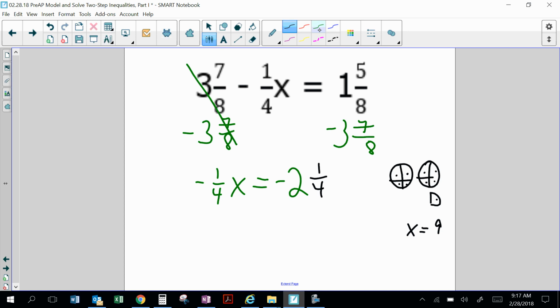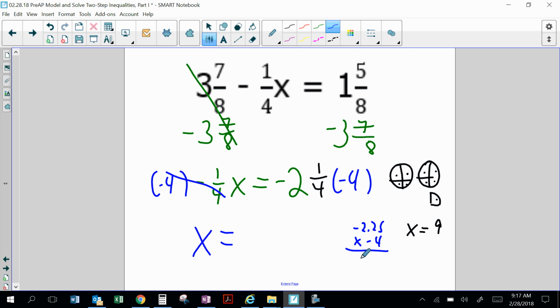Another way I can do it is I can multiply both sides by -4 because that's the inverse. This cancels out, so x equals. Some students turn this into a decimal. They use -2.25 times -4, and they get 9.00 or 9. While other kids turn this into fraction form. Do you remember this? 4 times 2 is 8, plus 1 is 9, so -9/4 times, how do you write this in fraction form? -4/1. So it's +36/4, and 36/4 is 9.